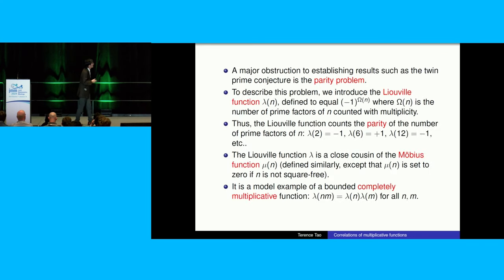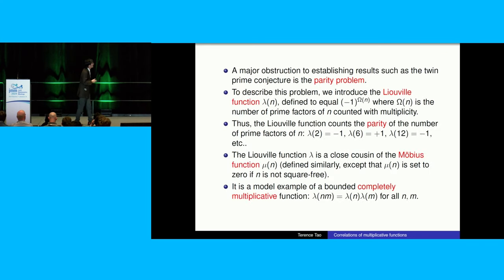There's a more famous cousin of the Liouville function called the Mobius function, which is almost the same function, except that the Mobius function is supposed to vanish if you are not square free. But the Liouville function we define to still be plus or minus 1, even if you have repeated prime factors. They're almost identical. Pretty much everything we know about the Mobius, we know about Liouville and vice versa. Liouville is just a tiny bit more convenient for me to talk about today, so I'll focus on Liouville.